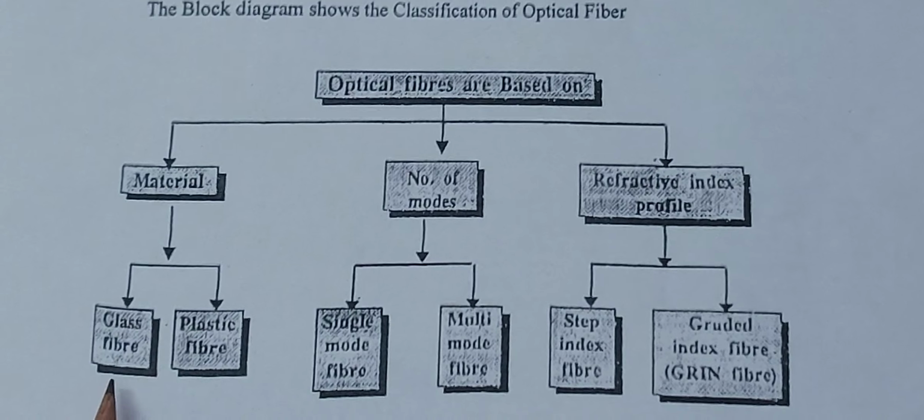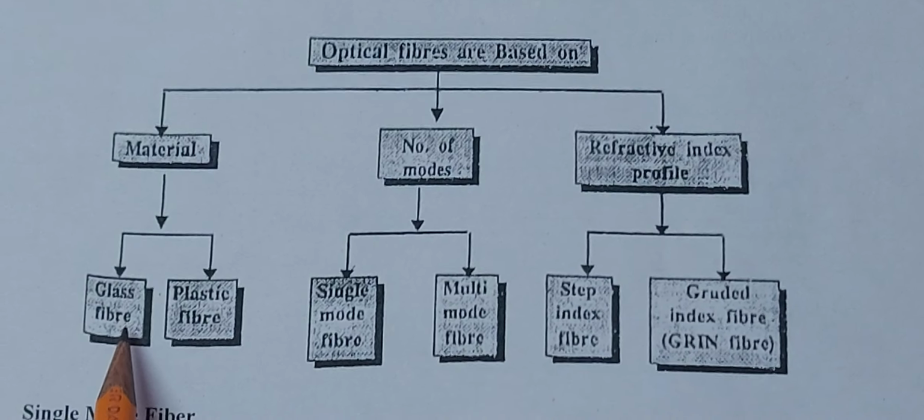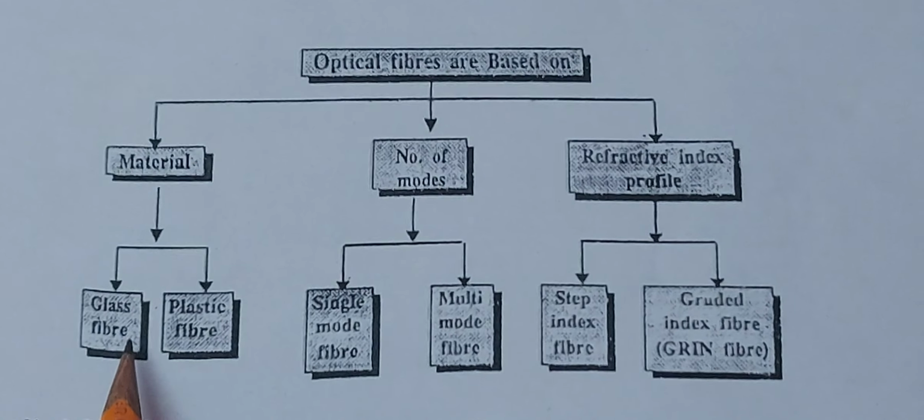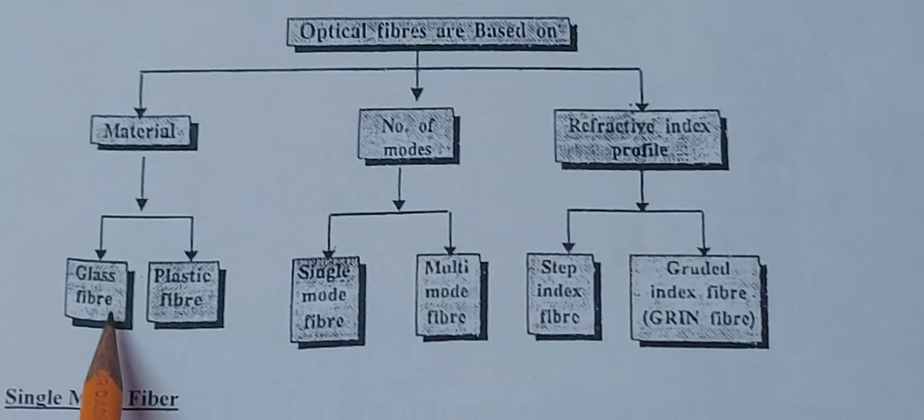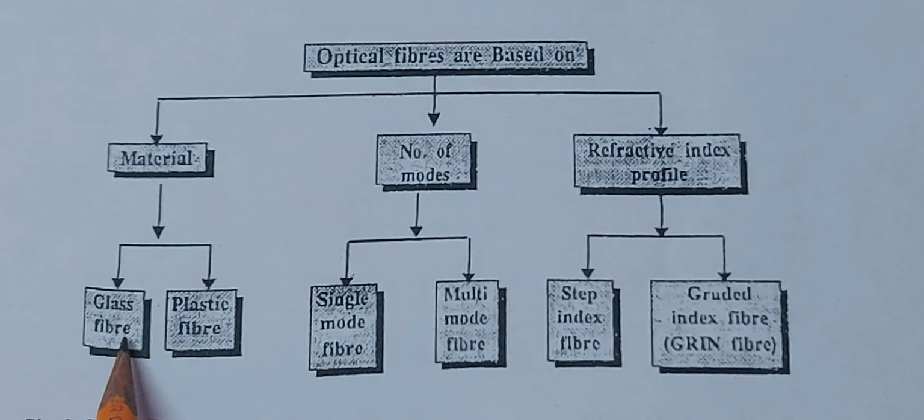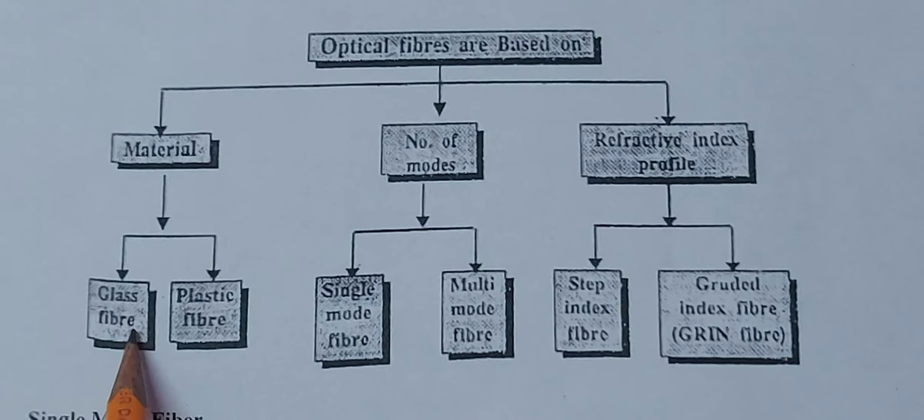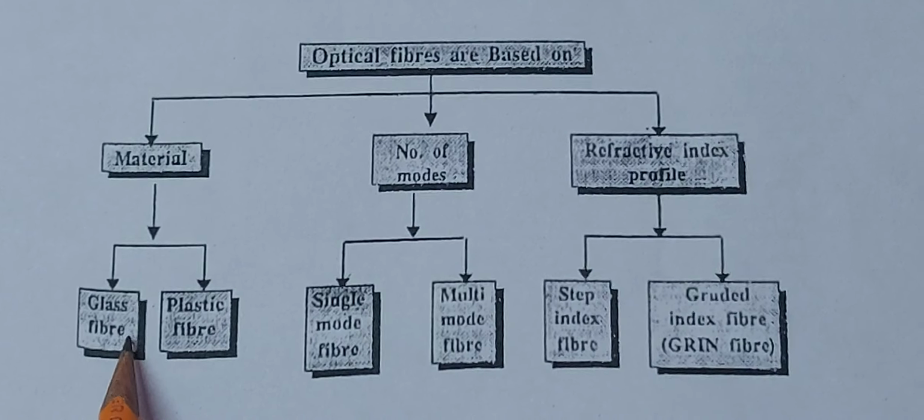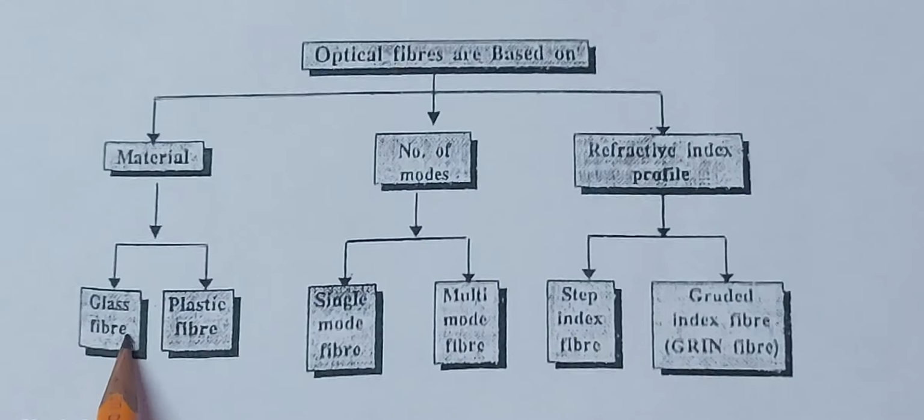Based on the material, it is classified into two: glass fiber and plastic fiber. Most probably the glass fiber is always made using silicon oxide. Silicon dioxide is the main source, and the cladding is made of silicon oxide doped with phosphorus oxide or whatever it may be. Here is the glass fiber.